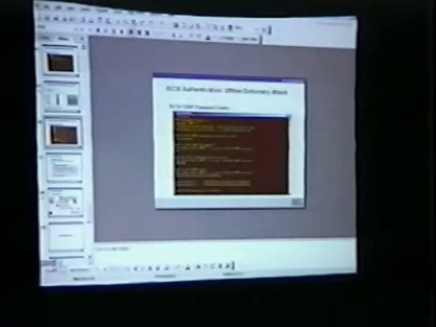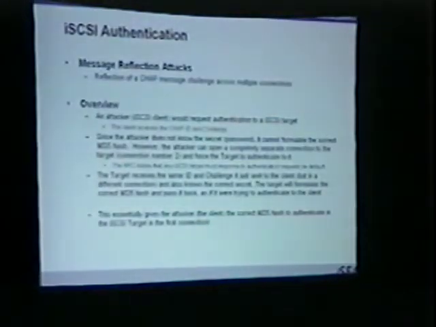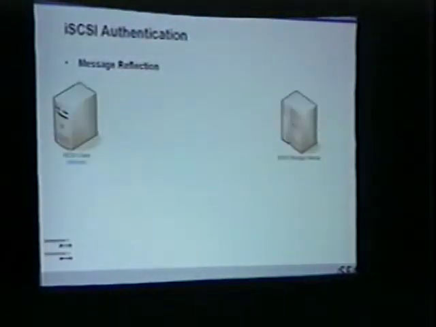And here's a screenshot of that. Okay, so the last attack that we're going to talk about, I'm doing pretty good on time so far, is the message reflection attack. This is an attack where you have two connections, one in blue and one in red. Now you have an attacker, the malicious client, and the iSCSI target.